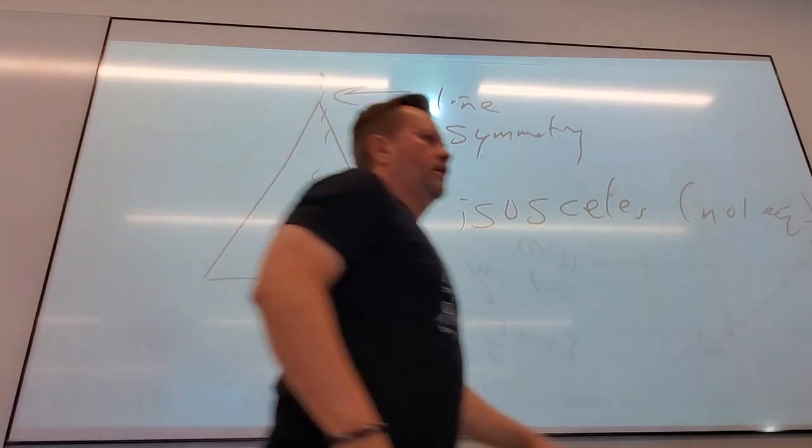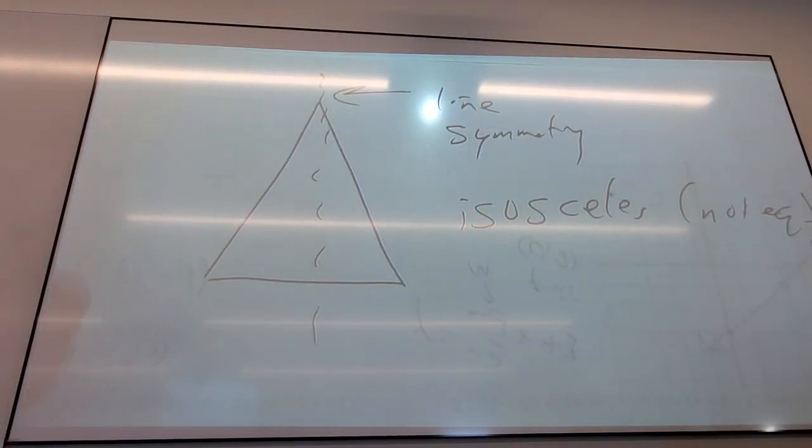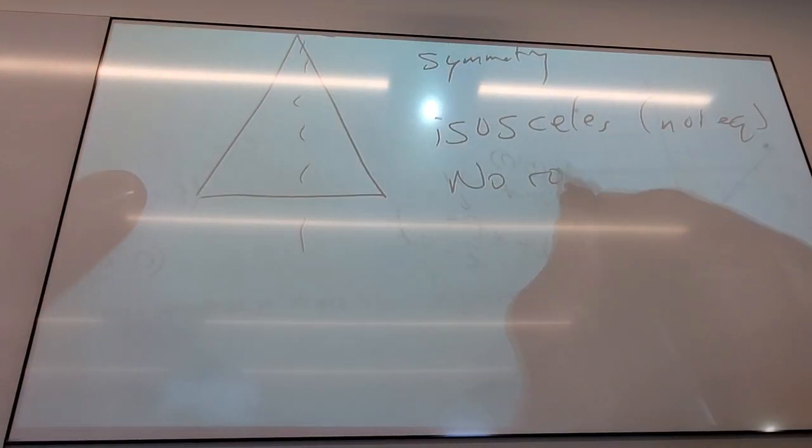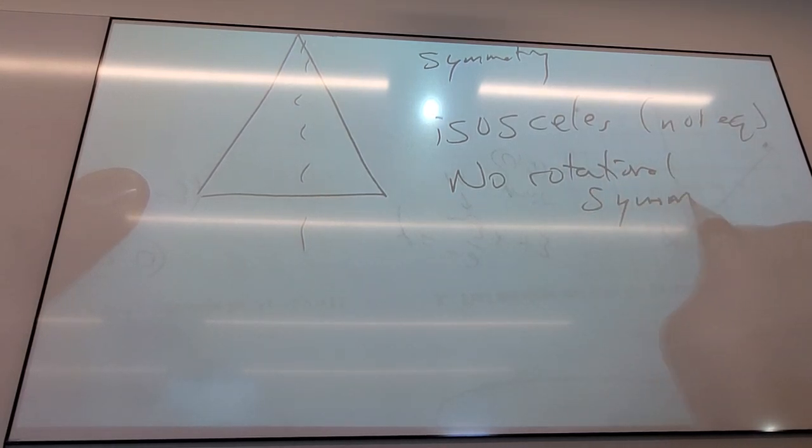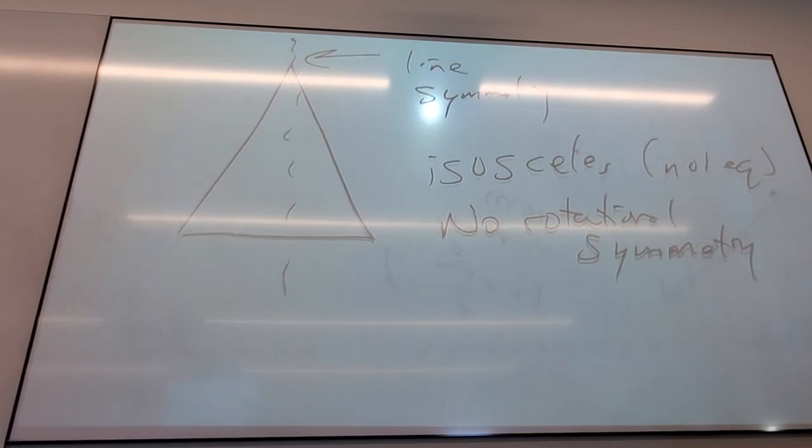What if I have an equilateral triangle? So the isosceles triangle has no rotational symmetry. We don't count a full rotation. That's a little bit like cheating.